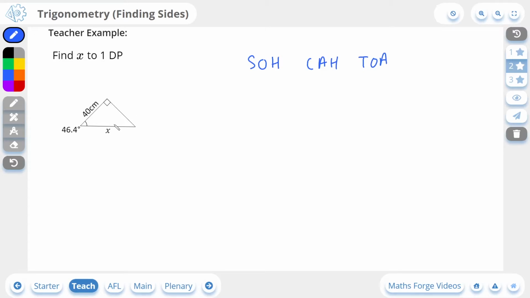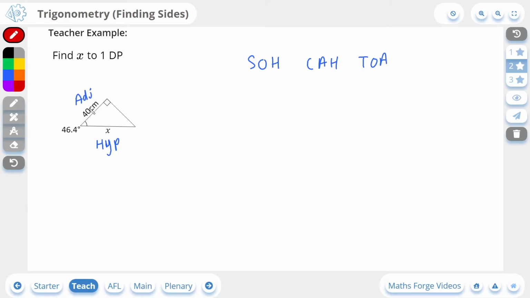The next side we're going to look at is the hypotenuse. So it's the side opposite the right angle, and it's the longest side of the right angle triangle. In this case, it's x. So I'm going to label this with HYP for hypotenuse. And the third remaining side is known as the adjacent, which is 40 centimeters. I'm going to label it as ADJ.